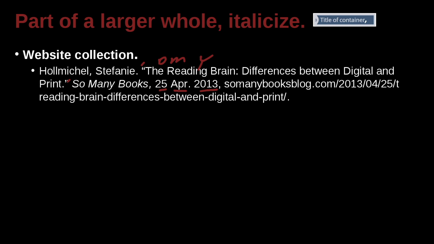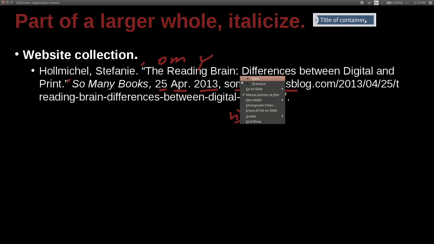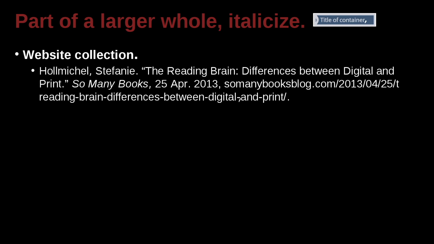And the address is here. So this is the web address. Again, we do not use the HTTP beginning. We just write the name out, not the protocol. SoManyBooksBlog.com, and here all these details at the end take you directly to that one post that's being cited. So that's an example of one post on a blog.